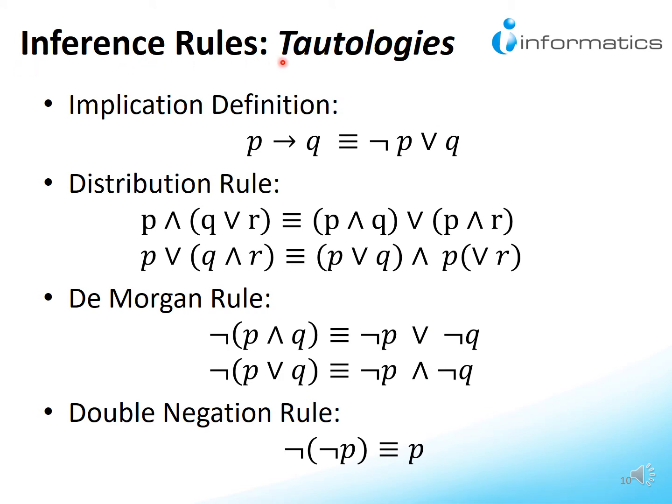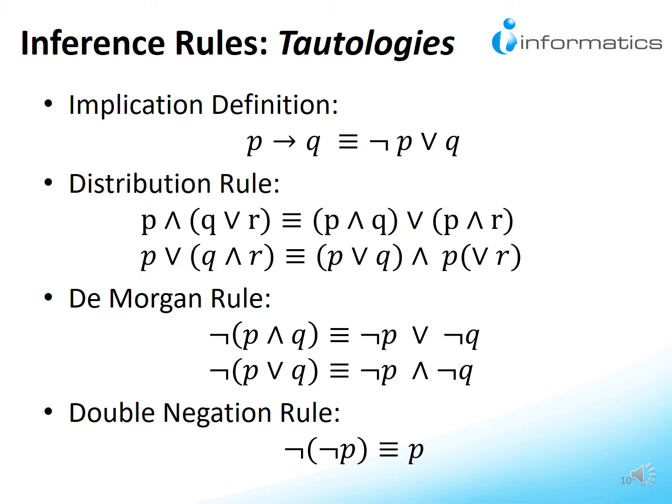Here are some inference rules based on tautology. The first one is used to remove implication. When you see P implies Q, you can always replace it by not P or Q. Distribution rule. Conjunction can distribute over disjunction, and disjunction can distribute over conjunction. So P and (Q or R) can be distributed as P and Q, or P and R, all together.